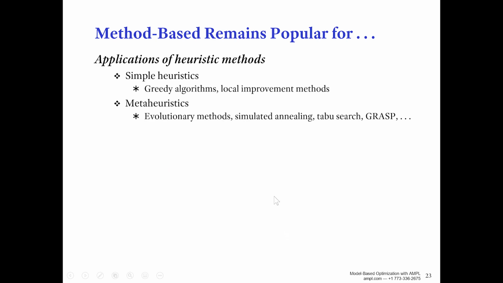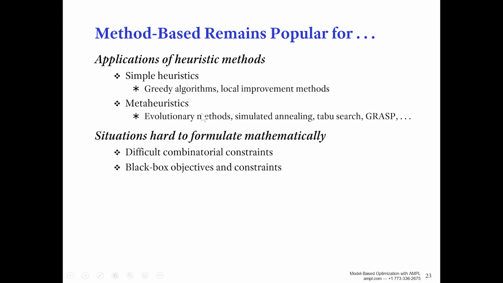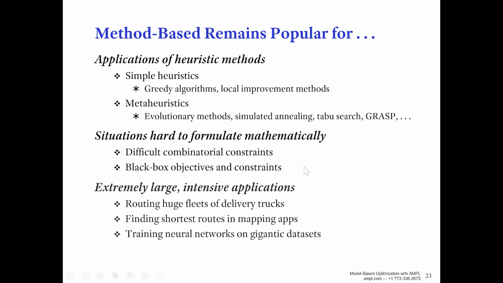Now, where do people use these things? Well, method-based remains popular in certain areas. Applications of heuristic methods: there are these methods that people use that are sort of a framework for a method, but you have to program it up for your particular application. So people who like those things tend to do those. And then some situations are hard to formulate mathematically. They have difficult kinds of constraints or black boxes and so forth, and you may have to fall back on some method.